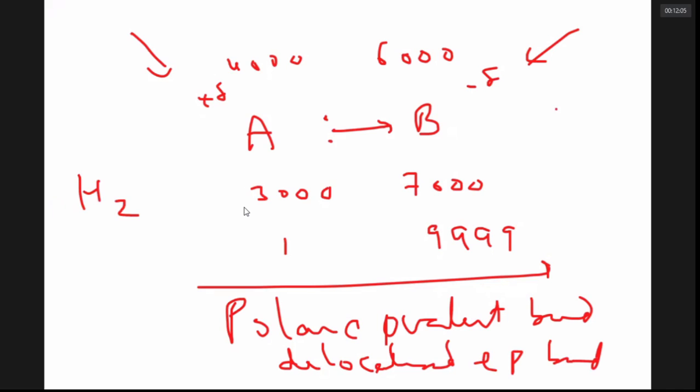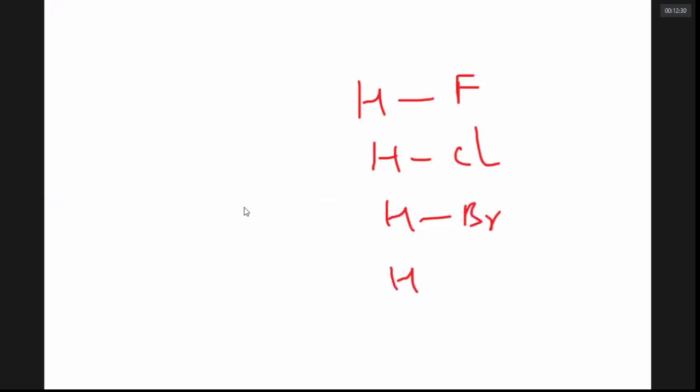Can you expect polarity in O2? No. Can you expect polarity in N2? No. Can you expect polarity in S8? No. Can you expect polarity in HF? Yes. If I have HF, HCl, HBr or HI, in which case do you expect the bond to be more polar?